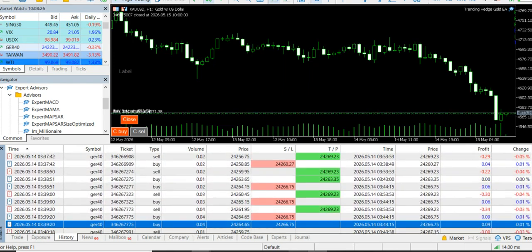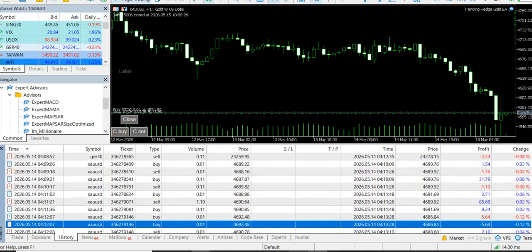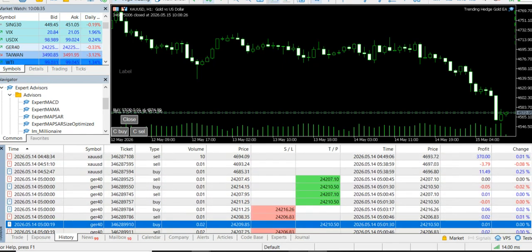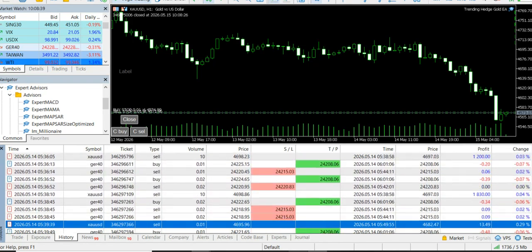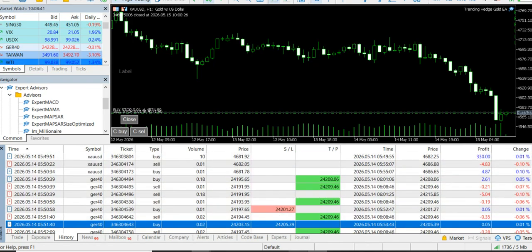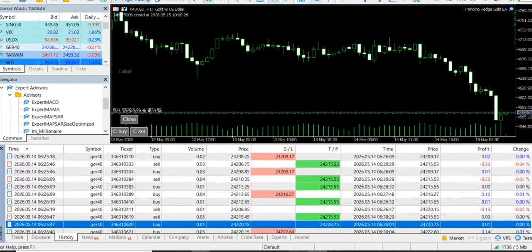Oh, now I realize that even on 14th I didn't remove this German 40 index. But yes, I'm sure that this is the setting that we are using for the gold that we installed on 13th evening or maybe 14th morning. I don't remember. This is a demo account, of course.